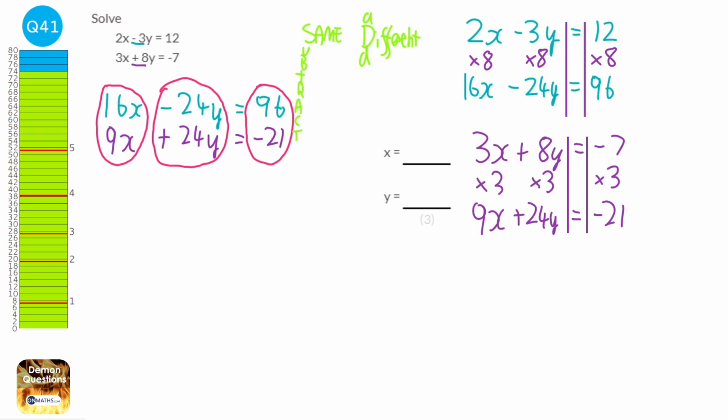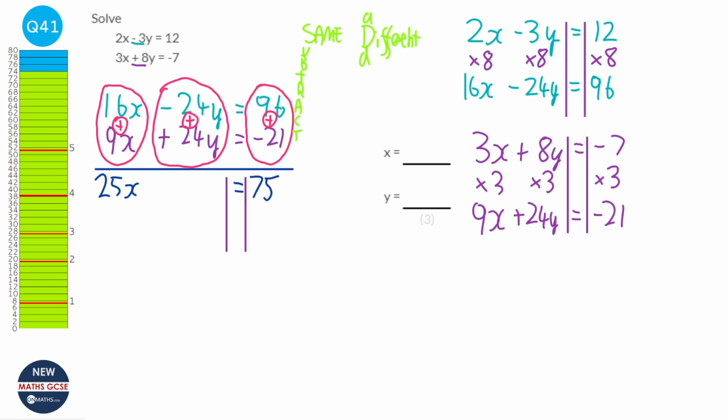Well, looking at them, they are different because the first one's a negative 24, the second one's a positive 24. So we are going to be adding, but we're not just going to add those, we're going to add all of them going downwards. So we're going to do our sum line, and we're going to add going downwards. So 16x plus 9x is 25x. Minus 24 plus 24 is going to be 0, which is good. That's what we wanted. We want to get rid of the y's. And then we've got 96 plus minus, so effectively minus 21, which is 75.